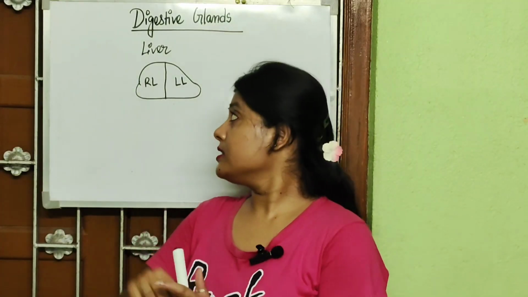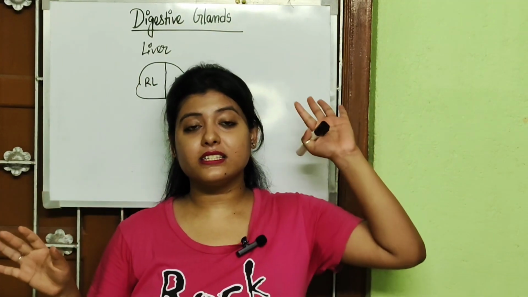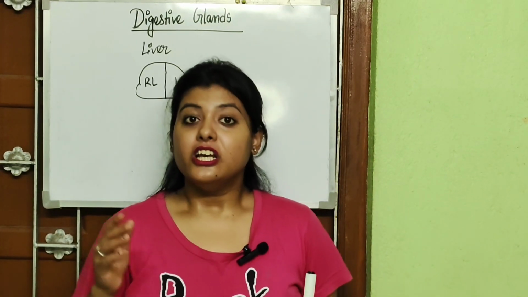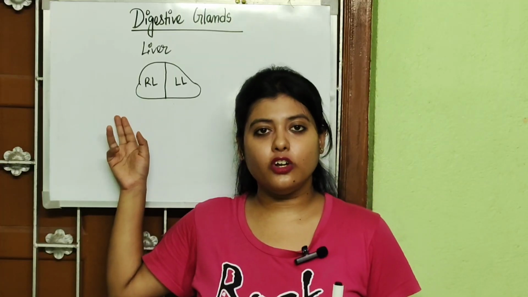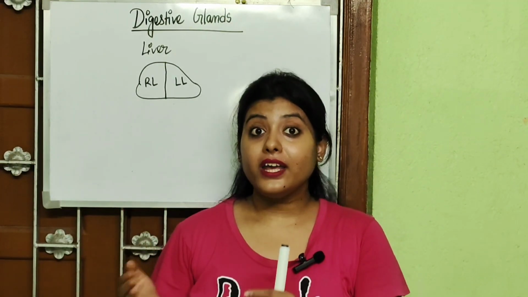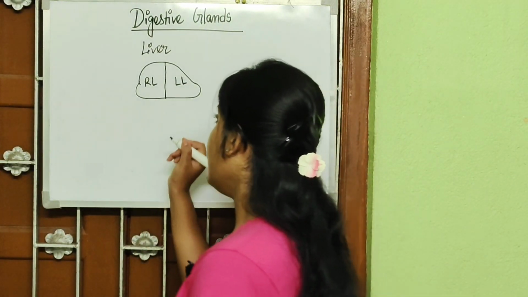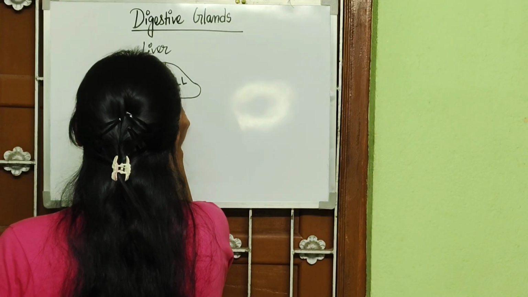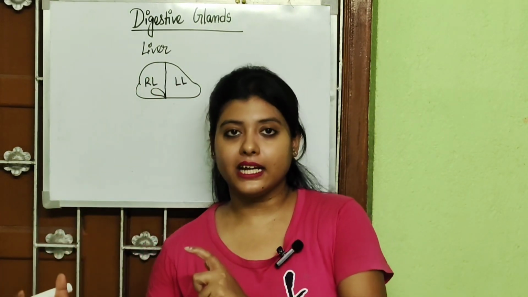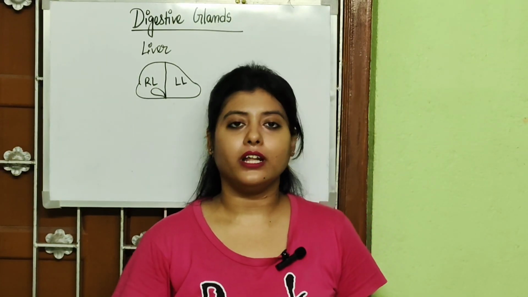Now you can say that this is left, this is right. No, I am standing like this, so that means this is my right hand and this is my left hand. So this is how we represent the drawing in biology. So this side is called the right lobe and this portion is called the left lobe. The right lobe is bigger. Why? Because it contains a special kind of structure called the gallbladder, and the gallbladder is present in the right lobe of the liver. So that is why the right lobe is slightly bigger than the left lobe. The left lobe is smaller than the right lobe.